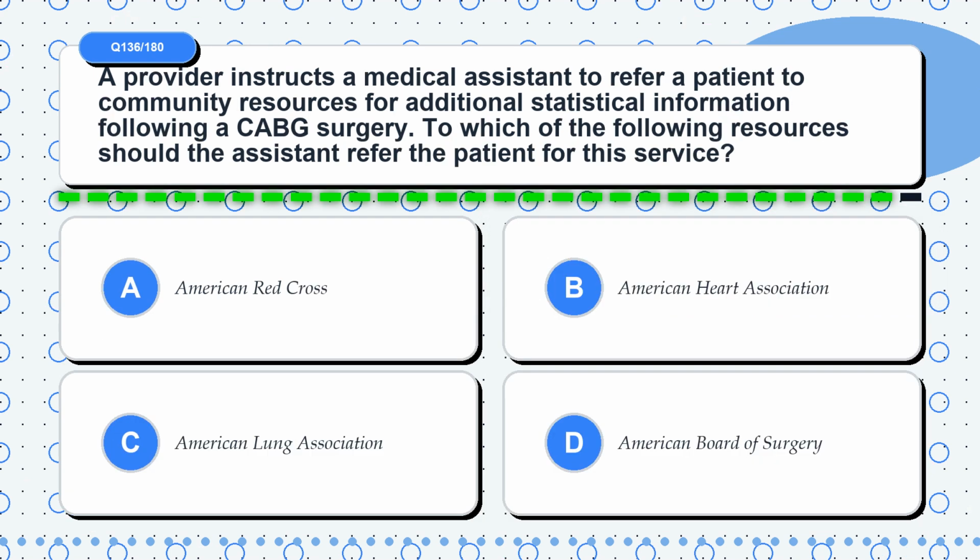Question 136. A provider instructs a medical assistant to refer a patient to community resources for additional statistical information following a CABG surgery. To which of the following resources should the assistant refer the patient for this service? Here are the options. Option A, American Red Cross. Option B, American Heart Association. Option C, American Lung Association. Option D, American Board of Surgery.